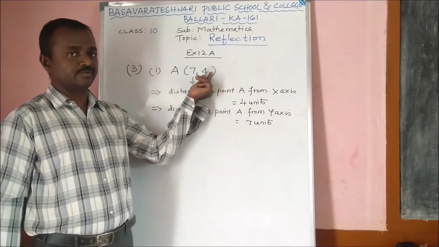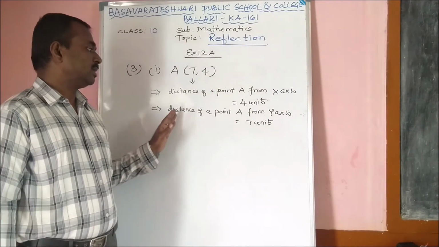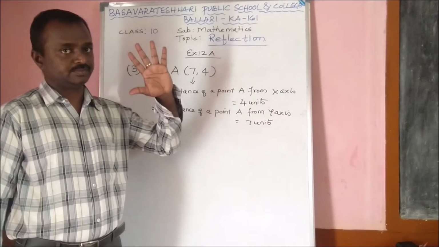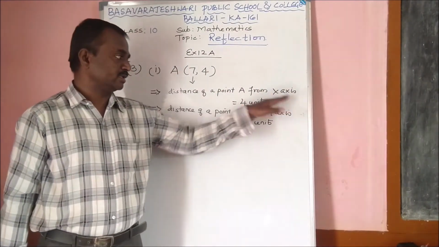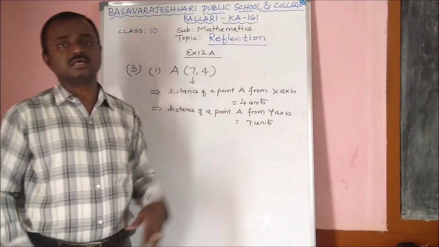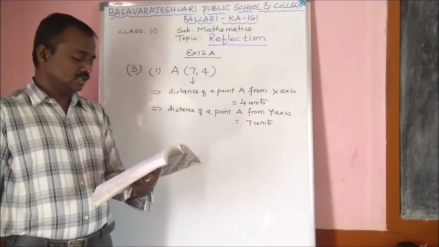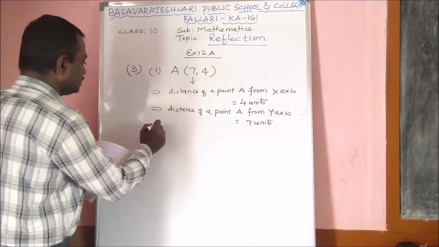It shows the distance from the x-axis. 7 shows it is the distance of point A from the y-axis. So remember this point. (7, 4) means the distance of point A from the x-axis is 4 units, and from the y-axis is 7 units. Understood? Like that, you solve. One more I will solve.